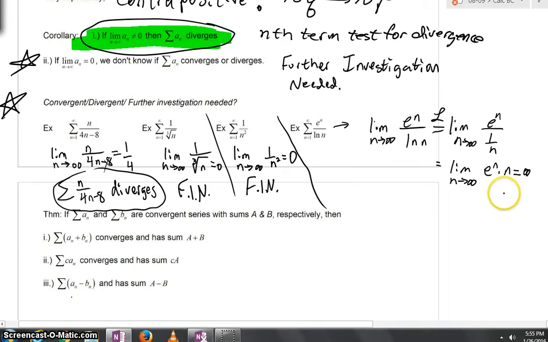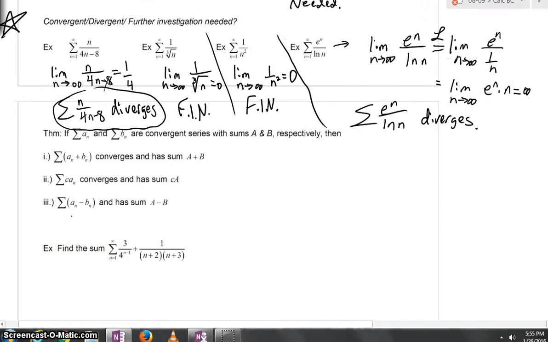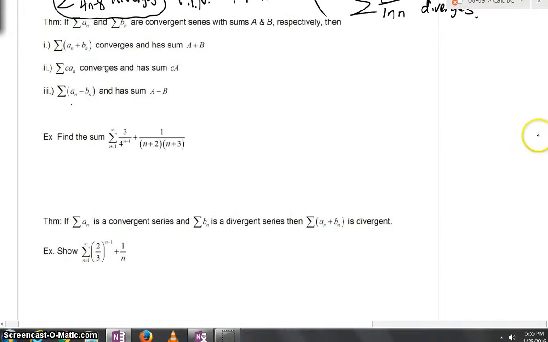Look at the top of the screen. If your limit of that nth term is not 0, we can say our series diverges. So arriving at infinity is really saying we do not arrive at 0. So we can say quickly that this series diverges. All right, take a look at our final page.